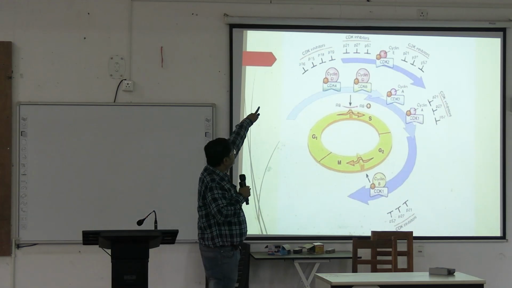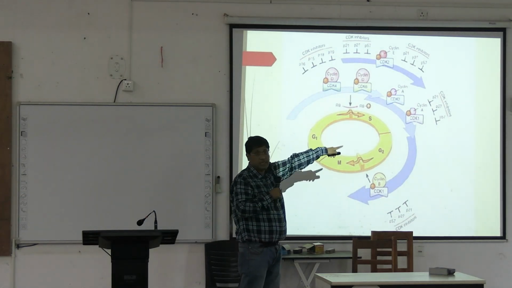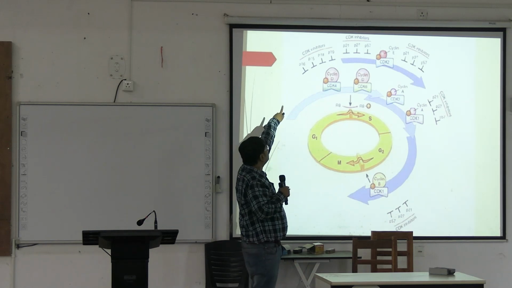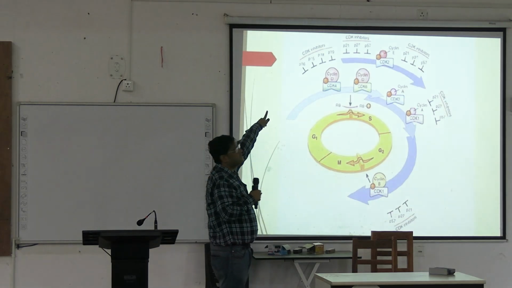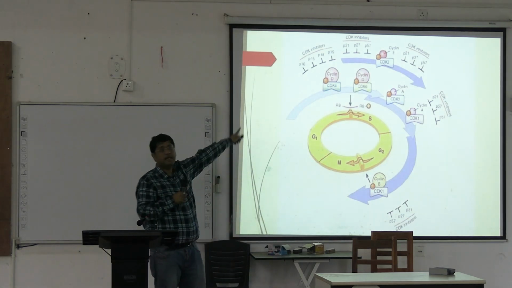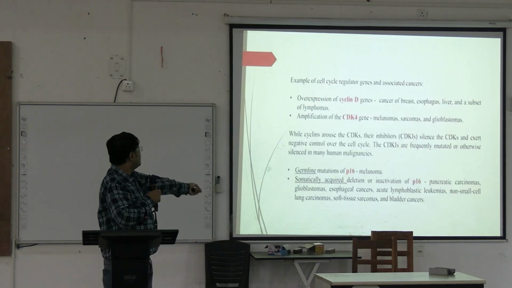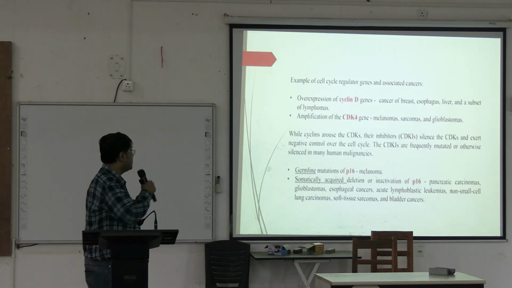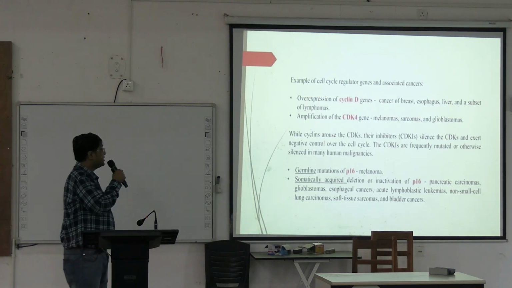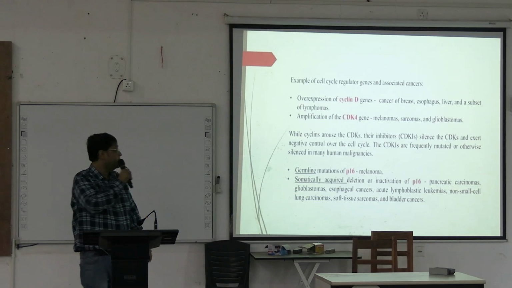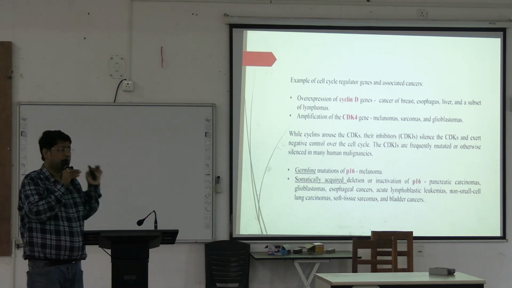See, CDK inhibitors. CDK4, CDK6, CDK2, CDK1 are working. P16 is an inhibitor of these CDKs. If P16 is defective, then this CDK inhibition is not working properly. P16 defects lead to melanoma. Somatically acquired deletion or inactivation of P16 is seen in pancreatic carcinoma, glioblastoma, esophageal cancers. As simply as possible, you can remember this.